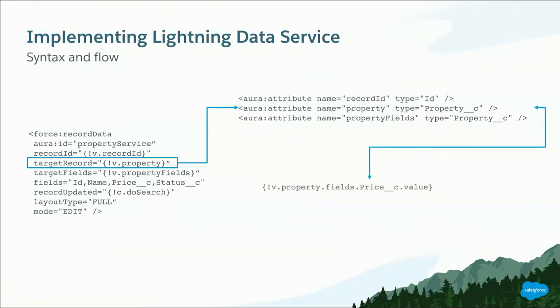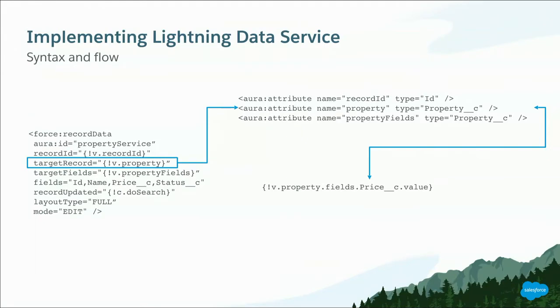Now, that means I can access this. In my component, I can call out to this with curly bracket bang, which tells us we're doing an expression that we need to evaluate. We go to our value provider, that's the v. The value provider named property is where we've stored all of our information. I want to look inside the fields that are collected there, find a particular field, in this case price, and get its value. Okay? Clear?